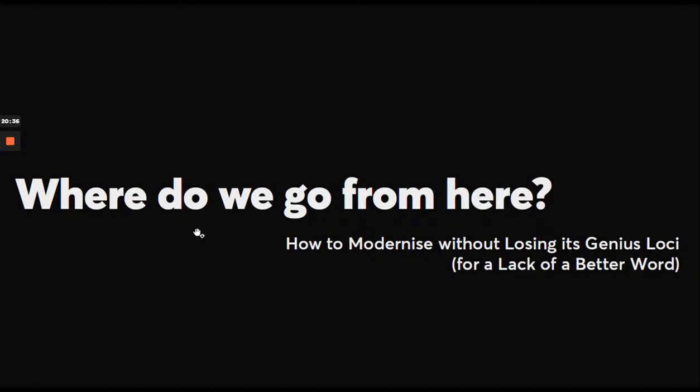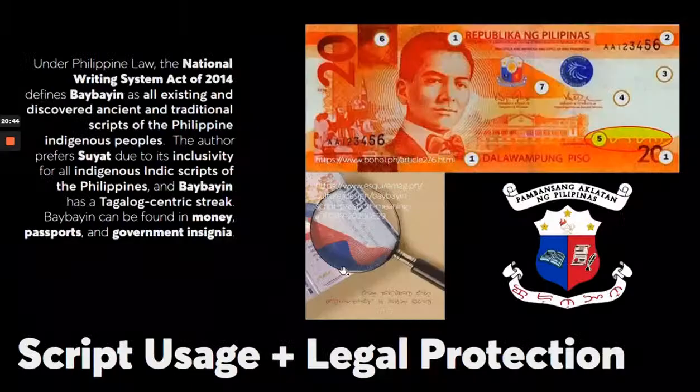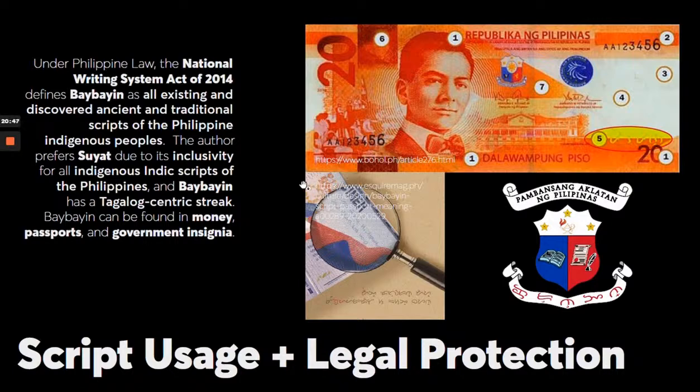So where do we go from here? Or how do we modernize without losing its genius loci, for lack of a better word? So under Philippine law, the National Writing System Act of 2014 defines Baybayin as all existing and discovered ancient and traditional scripts of the Philippine indigenous people. However, I usually prefer Suyat due to its inclusivity. So for now, Baybayin is used in paper bills, passports, and some government insignia.